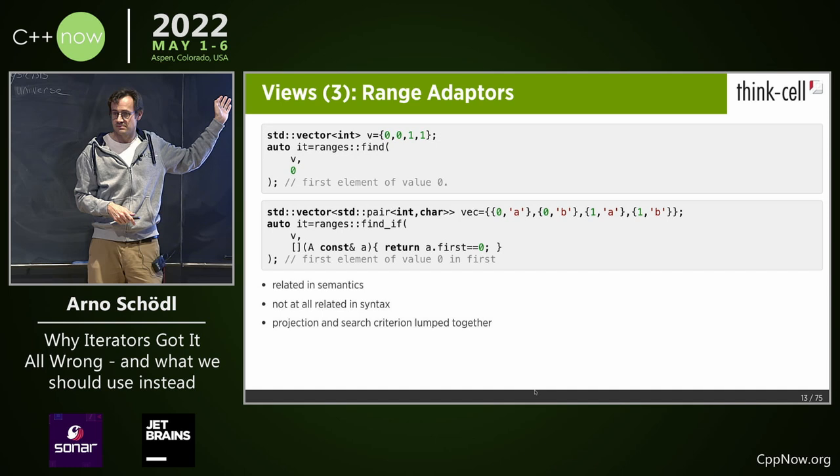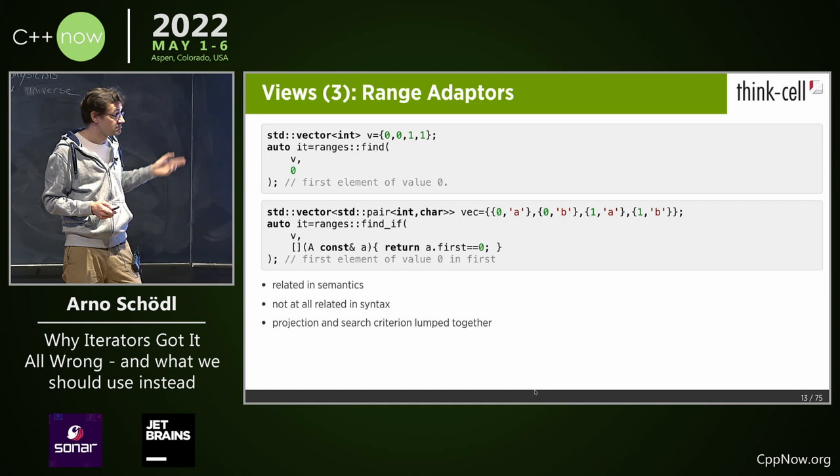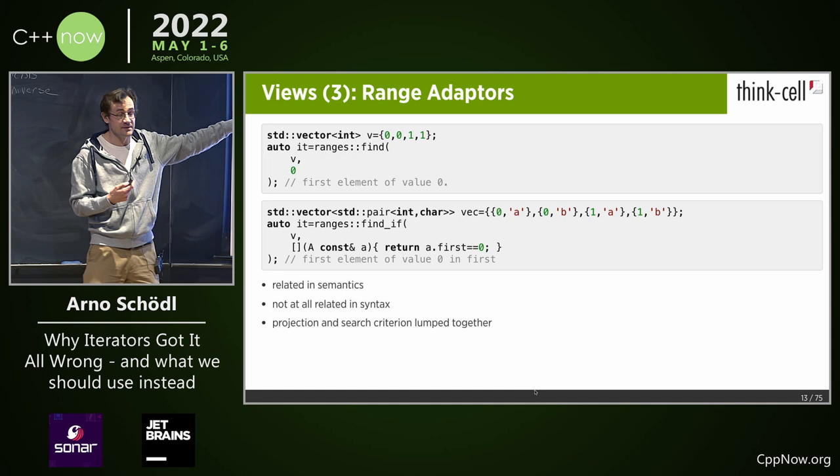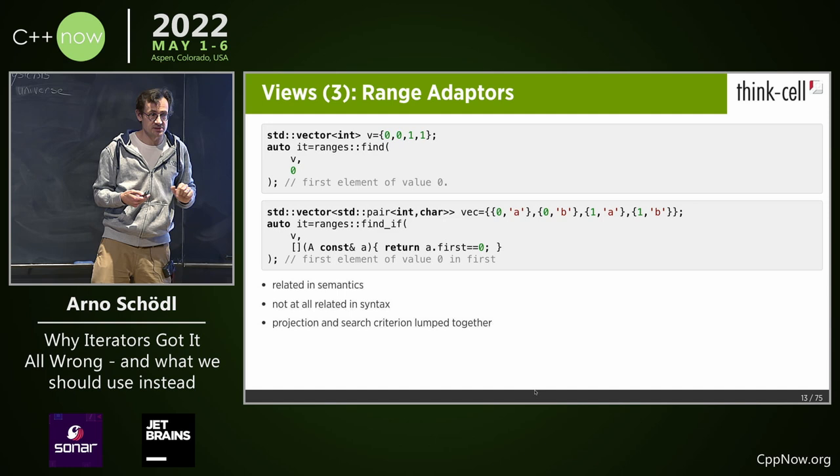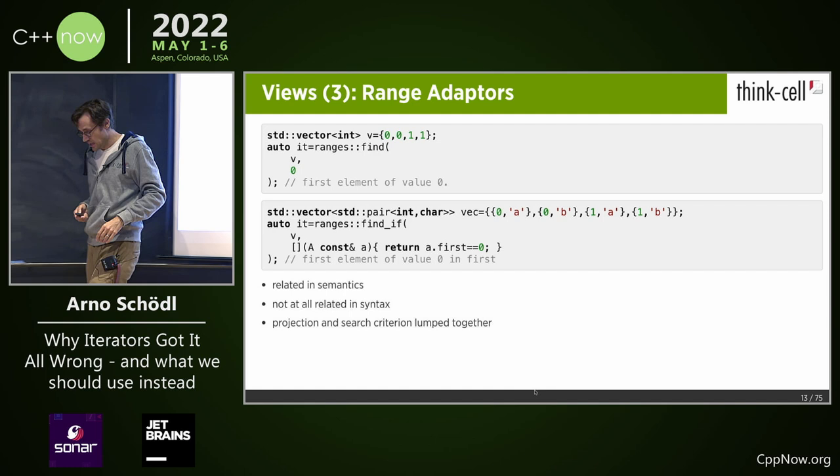That's a bit strange. The problem here is that this projection we are talking about, the numbers, the first element of our pair, and what we're doing, looking for zeros, we've lumped together in this one lambda that we are passing in. Now, we don't have to do that. Enter the transform adapter.